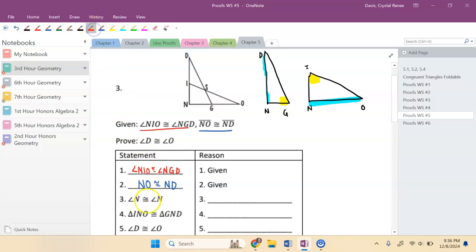Okay, and then next, I see angle N is congruent to angle N. So angle N is right here, and you can see that this is a part of both of these triangles. Angle N is right here in this triangle and right here in this triangle. And remember, anything is congruent to itself, that's the reflexive property.